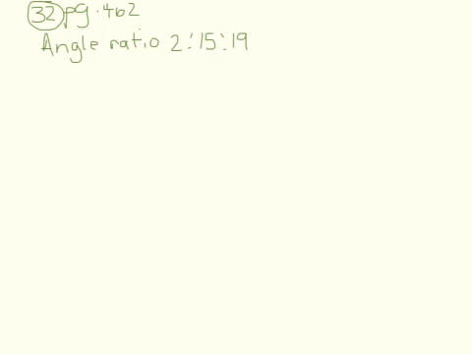Okay, on page 462, number 32, I know that the angle ratio of a triangle is 2 to 15 to 19. So I'm going to put x behind each one of these. And so my first angle in my triangle is 2x, second angle is 15x, and my third angle is 19x.